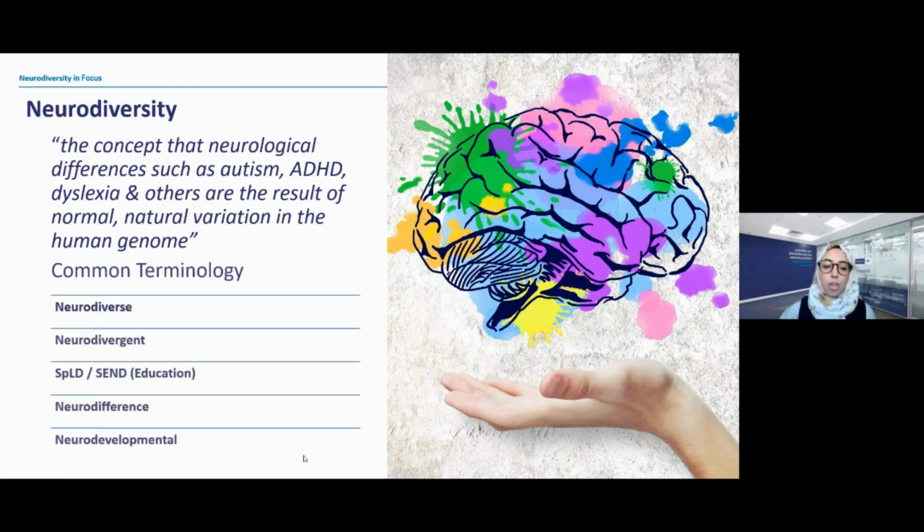Some of the common terminology you may hear includes neurodiverse, neurodivergent, SPLD, which stands for specific learning differences, and SEND, special educational needs and disabilities, and these are the terms that tend to be used in education. You may also hear neurodifference, neurodevelopmental, neuroidentity, and neurotypical, which refers to somebody that is not neurodiverse or neurodivergent.